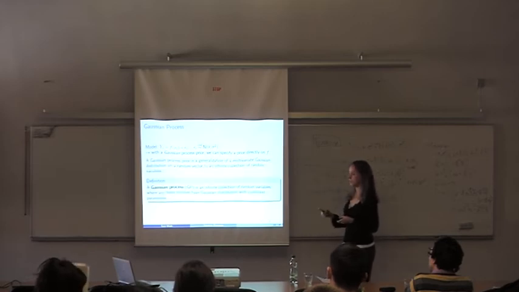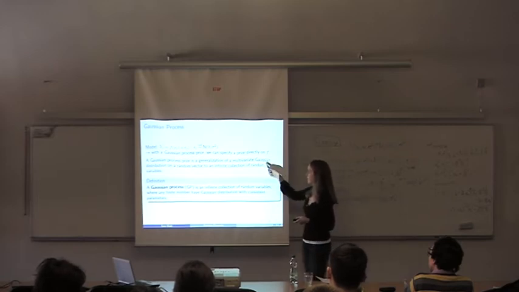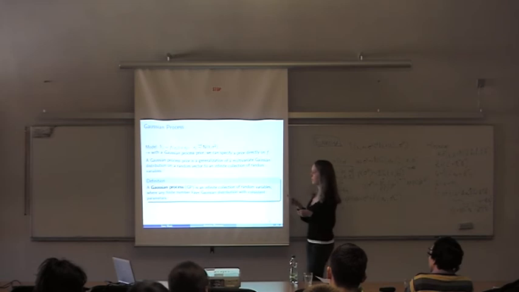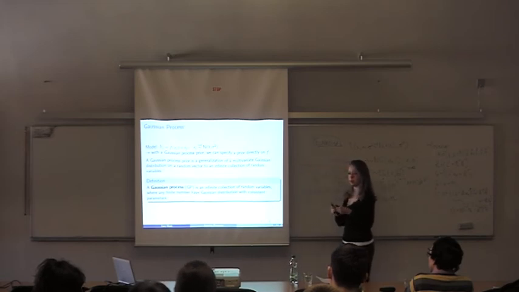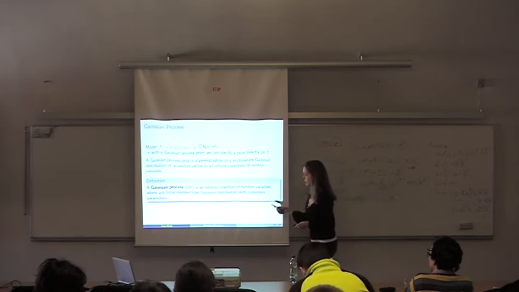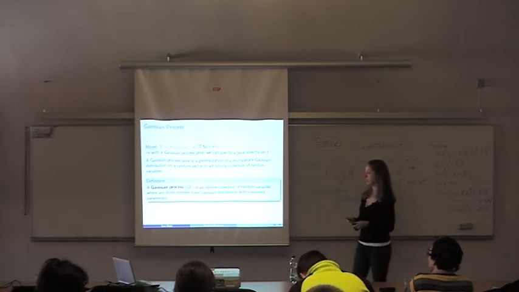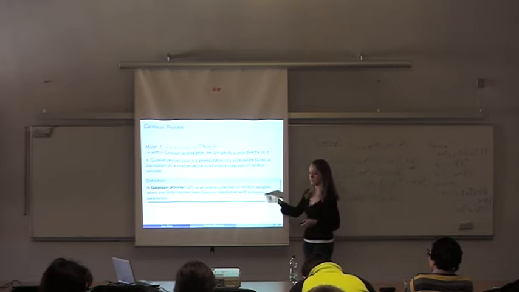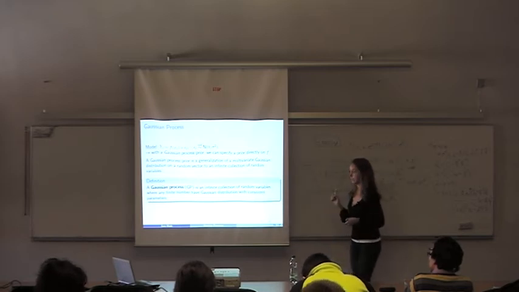A Gaussian process is a generalization of a multivariate Gaussian. A multivariate Gaussian defines the distribution of a finite set of random variables. A Gaussian process will define a distribution on an infinite collection of random variables. So here's the definition. A Gaussian process is an infinite collection of random variables where any finite number have a Gaussian distribution with consistent parameters. We'll see on the next slide what this last statement means, consistent parameters.